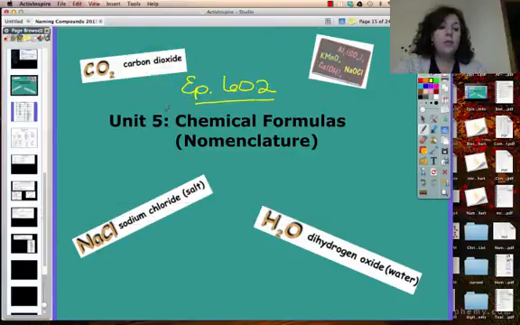Sodium and chlorine form salt, or have you heard? When they get together, electrons are transferred. Ions are produced, and opposites attract. Ionic bonds are formed.